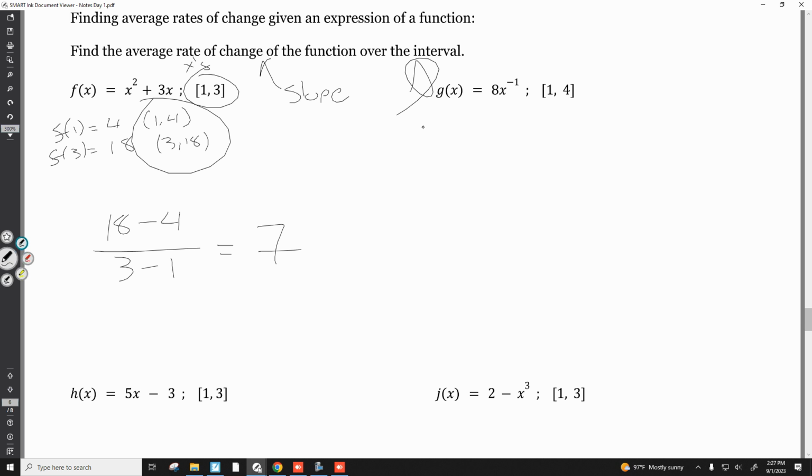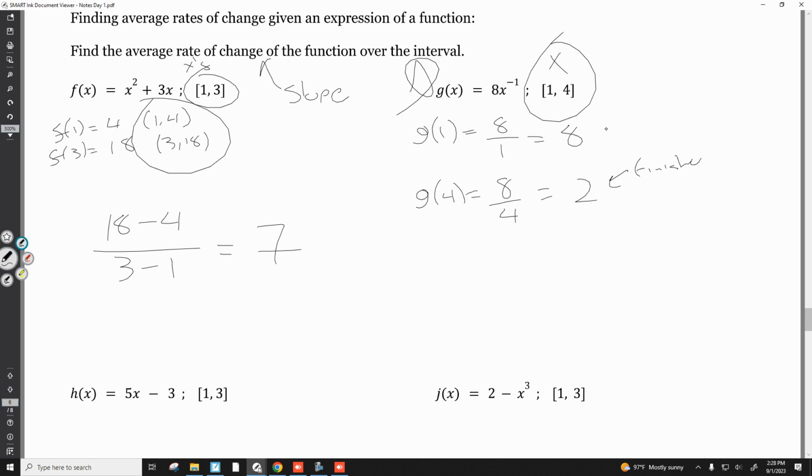Okay, we got to keep going. This is your interval. These are your x's. So that's the denominator of your slope. You plug in 1. A negative power is like dividing an amount of times versus multiplying. This is 8 divided by 1 once. That's 8. 8 divided by 4 would be 8 times 4 to the negative first. That's 2.